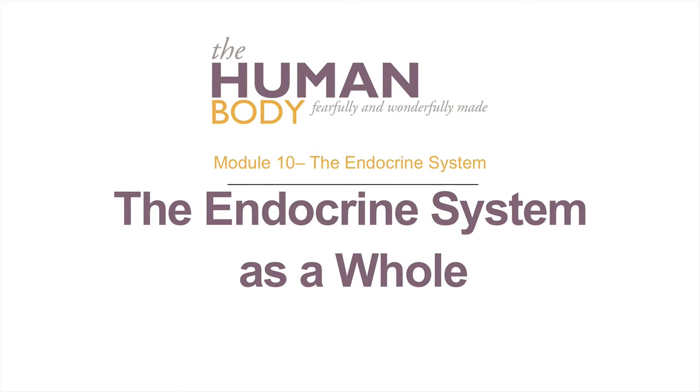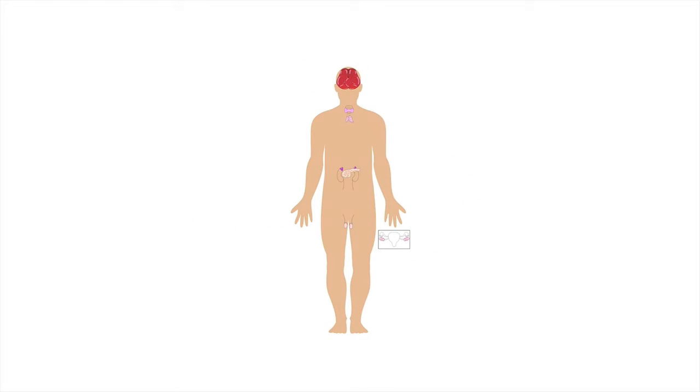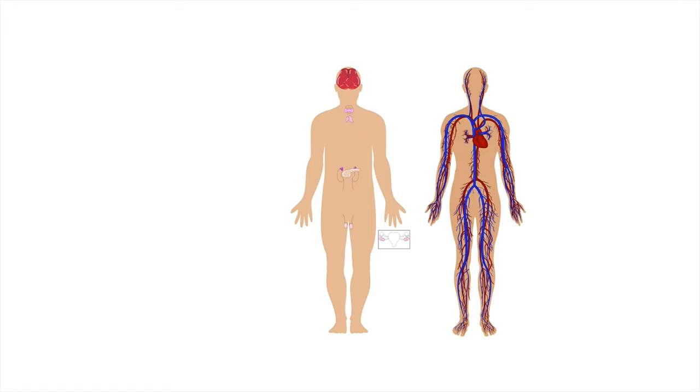Module 10, the endocrine system. The endocrine system as a whole. I've already hinted at what makes up the endocrine system. It is comprised of glands that produce hormones. Those glands then are made up of hormonal cells that produce hormones and secrete those chemicals into the bloodstream. And that is how hormones are transported around the body, through the blood vessels.